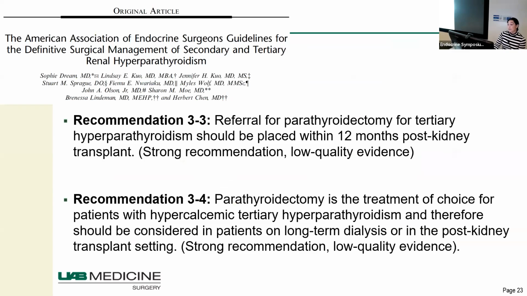Okay, so in the guidelines, we had recommended that patients be referred for surgery within that first 12 months. Even though the PTH can normalize, we want to make sure that they're coming in and seeing us. These patients have a lot of other comorbidities, so we want to make sure that they're optimized for the operating room as soon as possible if they're going to need to go. So oftentimes we'll see them that first 6 months. And the parathyroidectomy is really the treatment of choice for hypercalcemic hyperparathyroidism in the kidney patient.